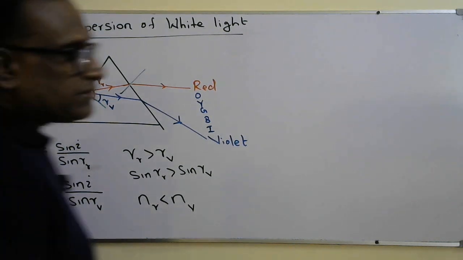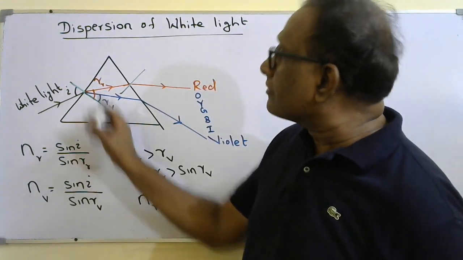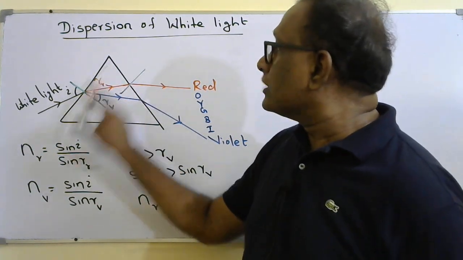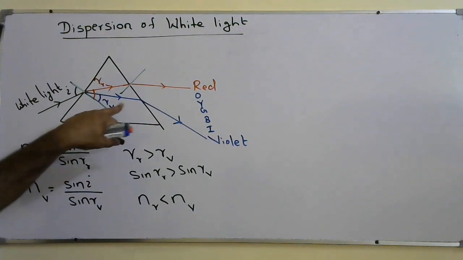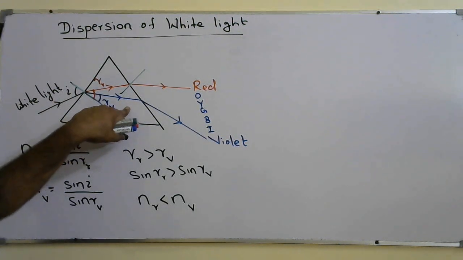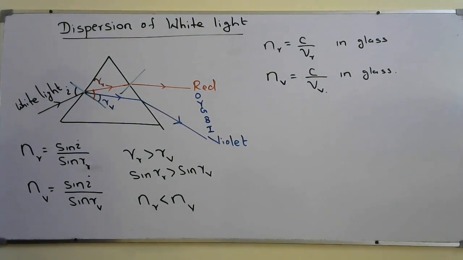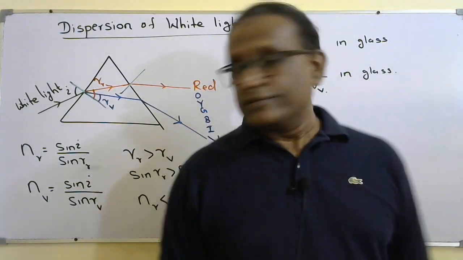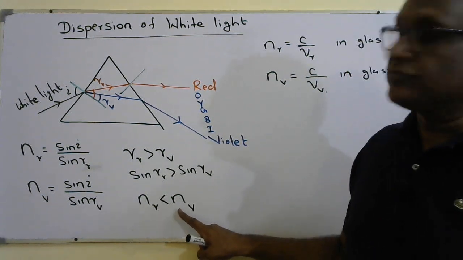So different colors will have different refractive index. Also remember that the frequency of red in air and frequency of red in glass is the same. So the speed is changing. When the speed changes, wavelength will become less in glass compared to wavelength in air. Also, we can conclude, we found the refractive index of red and violet in glass. The refractive index of red in glass is smaller than refractive index of violet for glass.